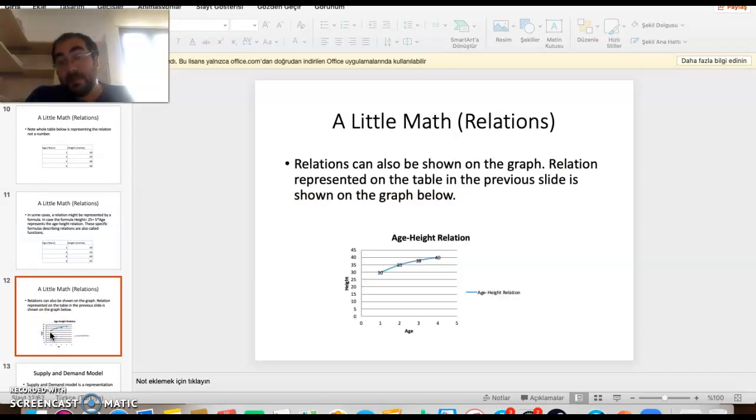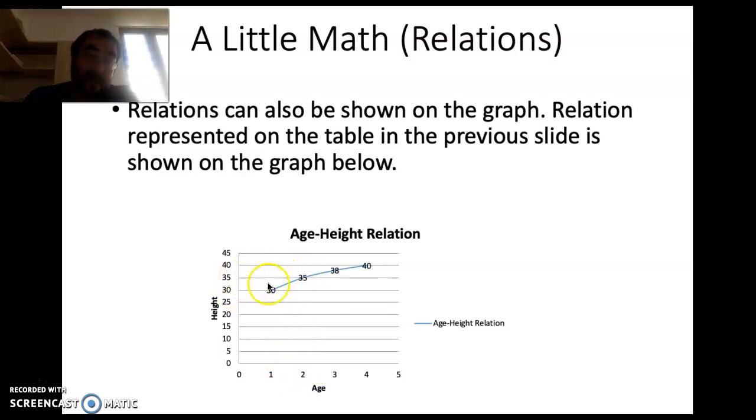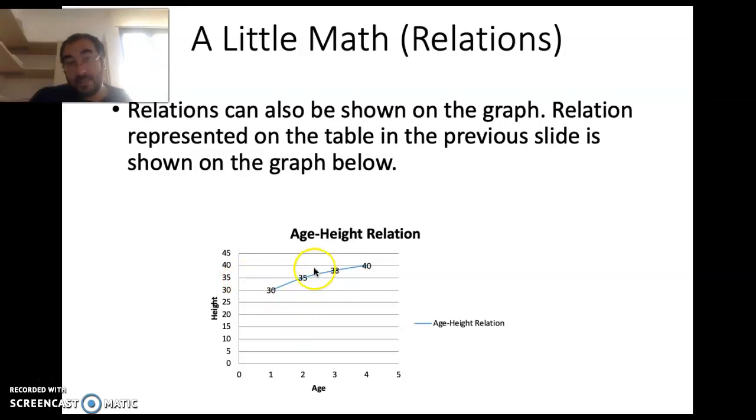So lastly, using the formula, we can also express age in a graph. As you can see on this graph, for any age, for example 1, you can go up and find a height. For age 2, you can go up and find a height. So this line is basically also a way to represent the age-height relation.